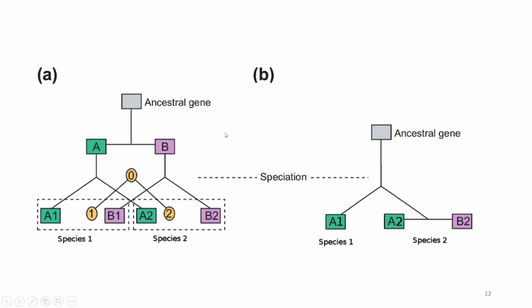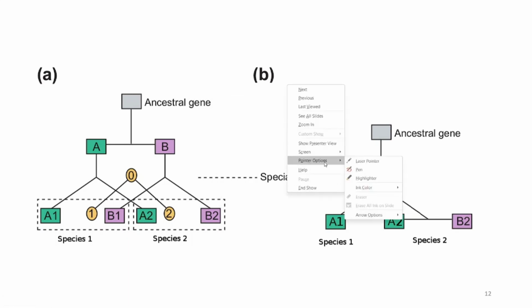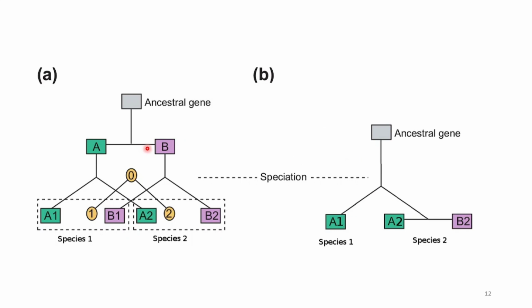Since the duplication event that created the genes A and B occurred before the speciation event, speciation into daughter species happened after the duplication event. In the created species 1 and 2, the A genes will be paralogs of the B genes, and the 1 genes will be orthologs of the 2 genes.